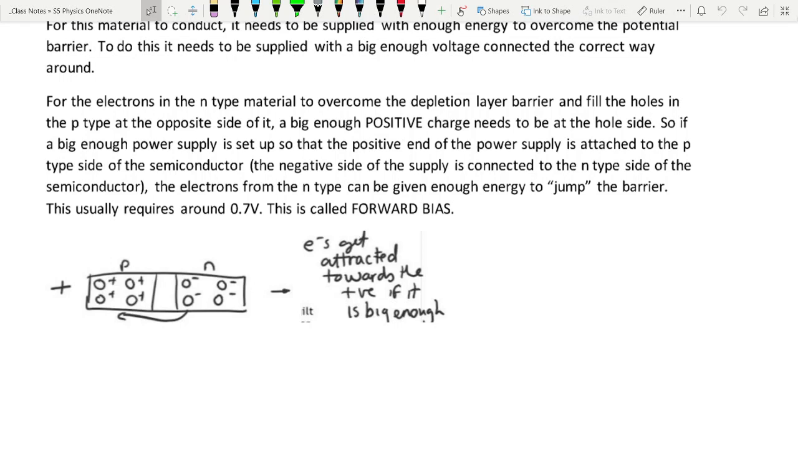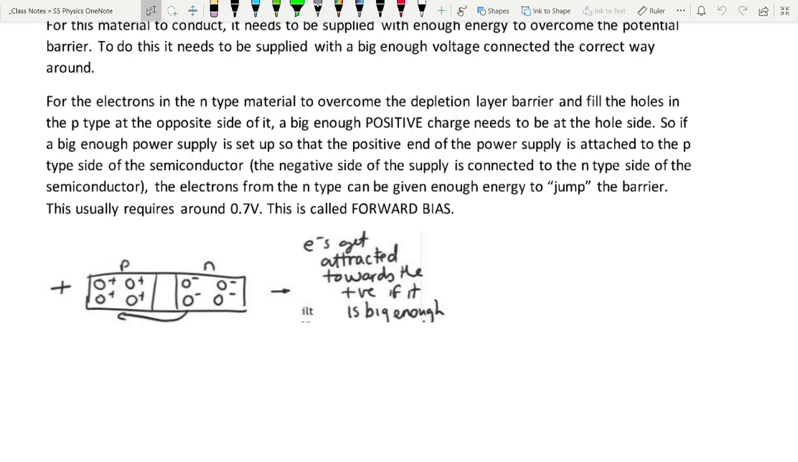Now, we've seen this before in transistors last year. And transistors, funnily enough, are PN junctions. Okay, so for the transistor to turn on, to start conducting electricity, 0.7 volts has to be applied in the correct way around for these electrons to jump the barrier and start flowing. Okay, so about 0.7 volts is usually when they start conducting. Not always, sometimes it's slightly different depending on the material, but usually.